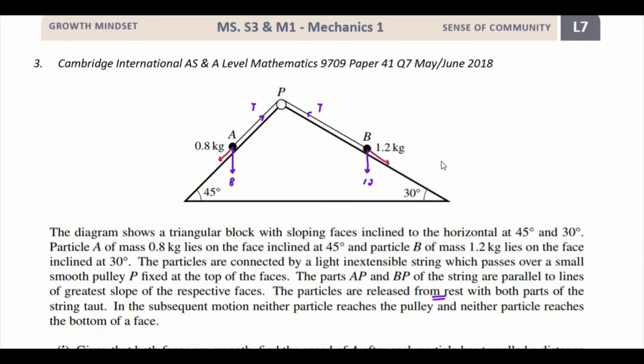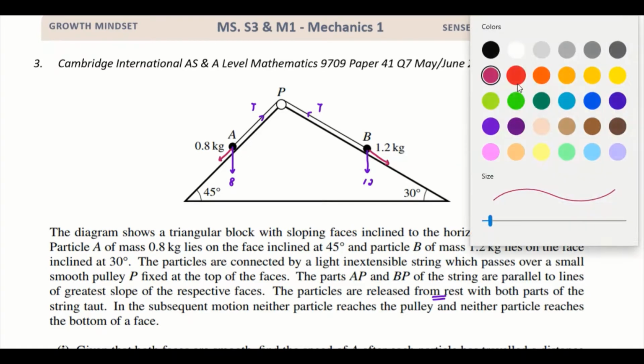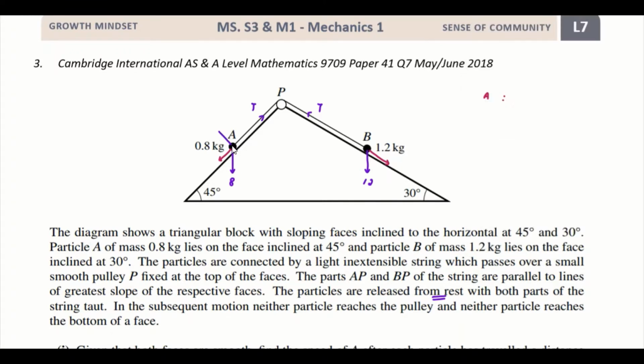So I'm going to use the purple color here because this is the resolve. So I'm just going to compare it over here. So you can see when I try to resolve it here, what do I get for particle A first? Let me finish the force diagram. 45, the normal reaction, A, B. This two is different, yeah.